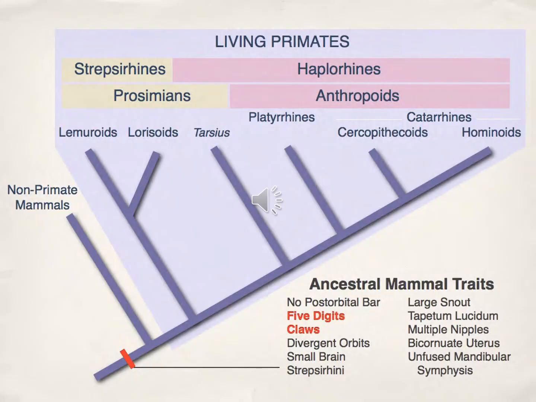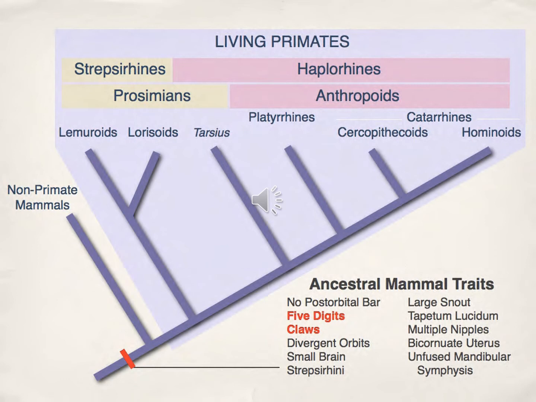A really consistent ancestral mammalian trait is 5 digits, and typically claws. But you can see that claws have been replaced by nails. You have nails. Most other primates have nails. Some have claws. But nails are important for grasping. So you have developed nails. That would be a derived trait for primates. But ancestral mammals have claws as well as digits.